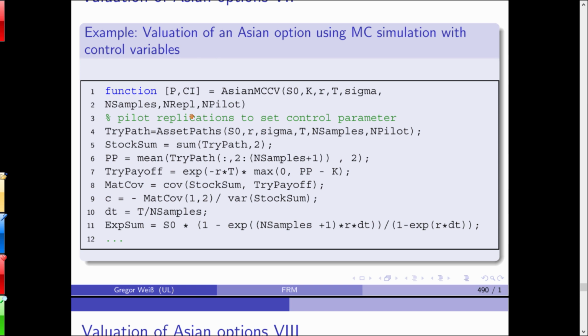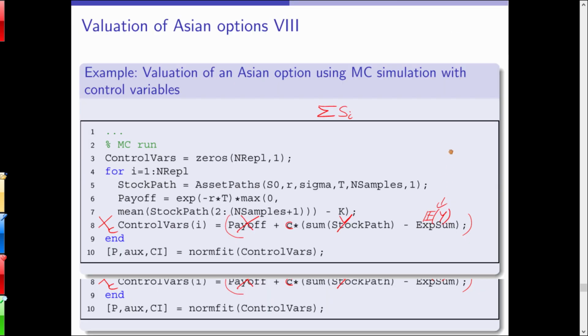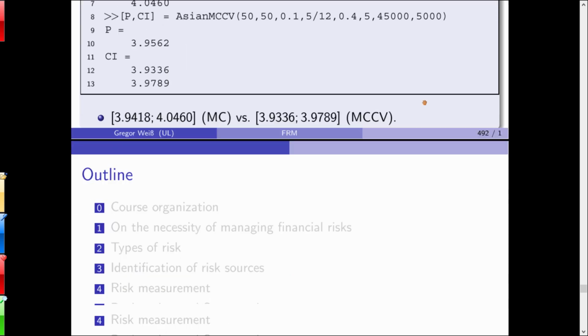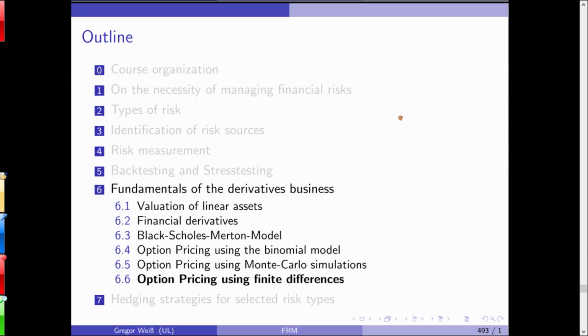The expected sum of all stock prices and the sum of all stock prices. Computer needs more time. Your estimate of the option price will become better. That's the price you have to pay. Okay. So that's the evaluation of an option, an Asian option. Any questions when it comes to Monte Carlo simulation?